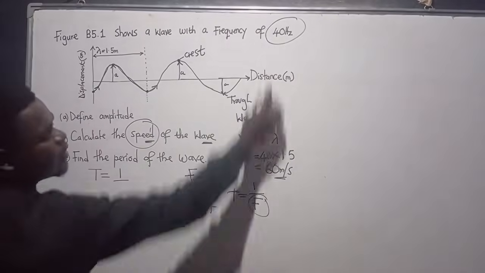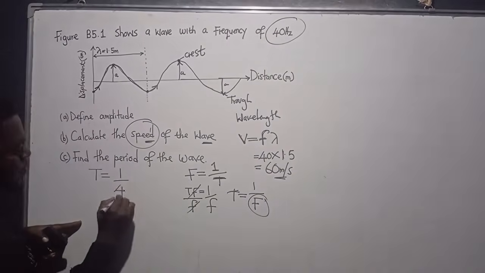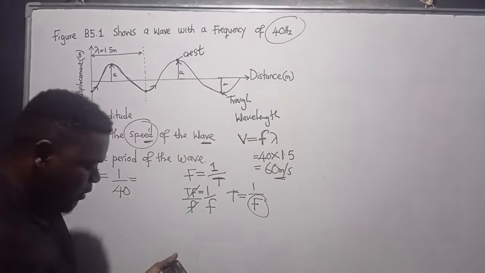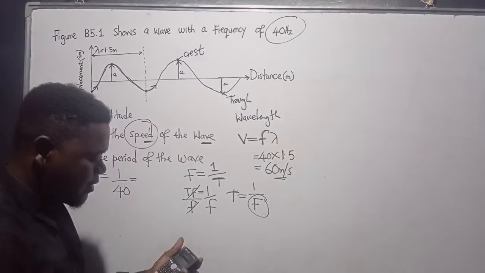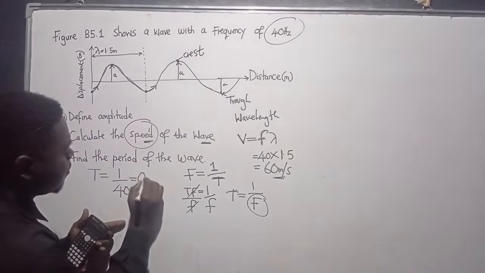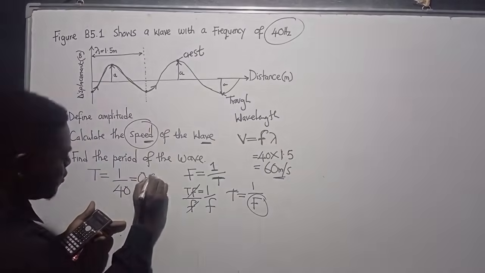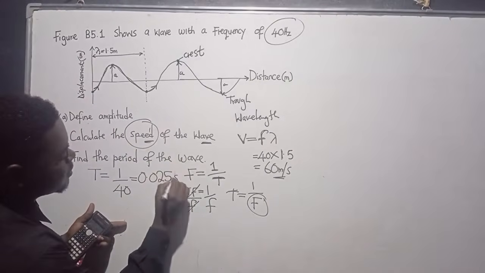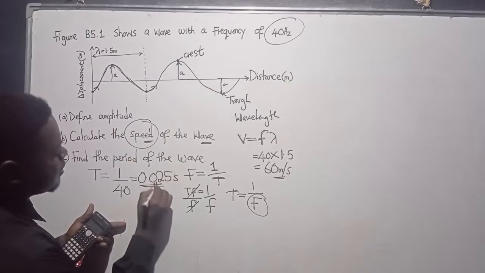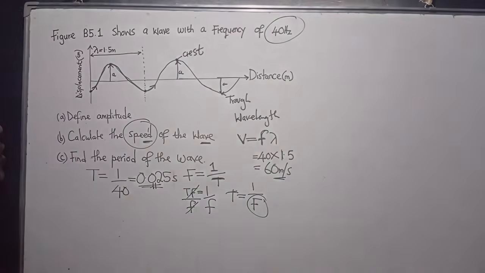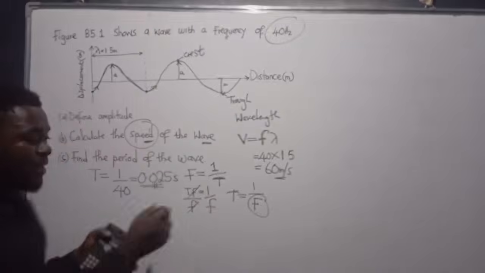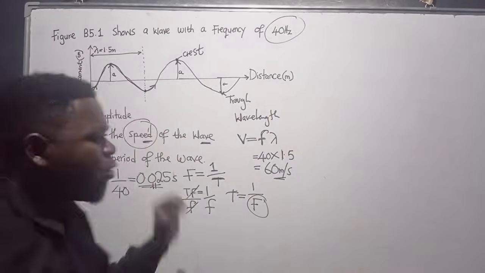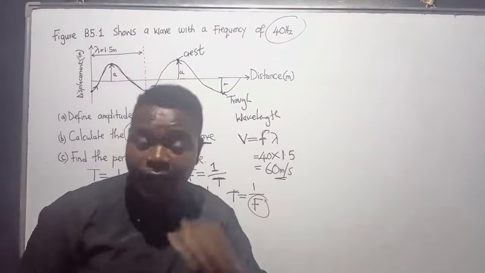What is our frequency? 40. So 1 over 40, which is equal to, what is the answer here? 1 divided by 40. What answer are we getting? We are getting 0.025. Then we put the units, seconds. So this is the answer. I guess you've seen how we've answered this particular question. And this is how you are supposed to be answering questions that come in an exam.